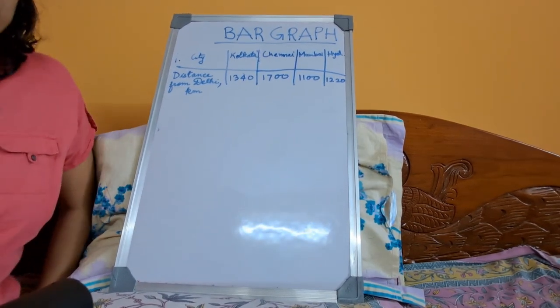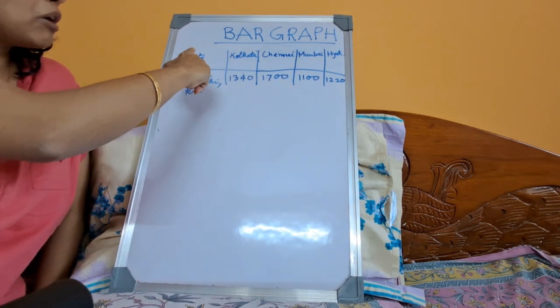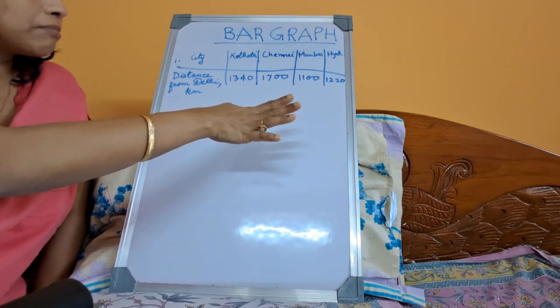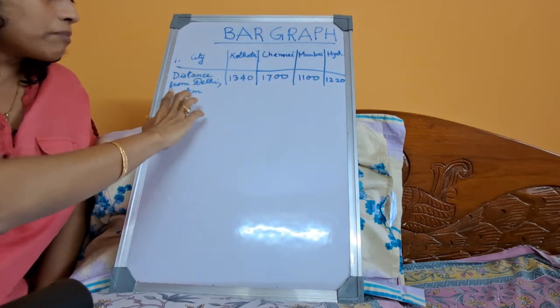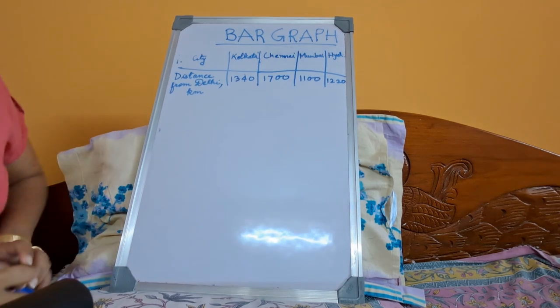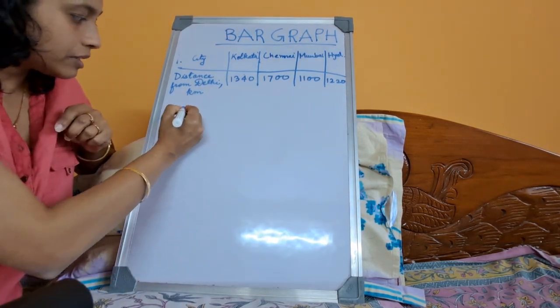So this is our next sum. We have data about 4 cities: Kolkata, Chennai, Mumbai, Hyderabad. Their distance from Delhi in kilometer has to be represented in the form of a bar graph. So we use the same technique.